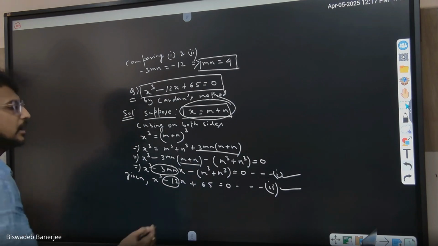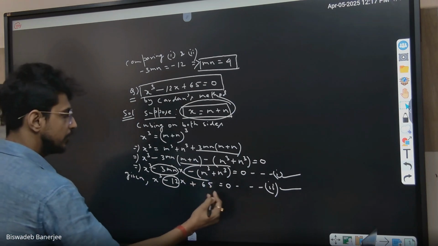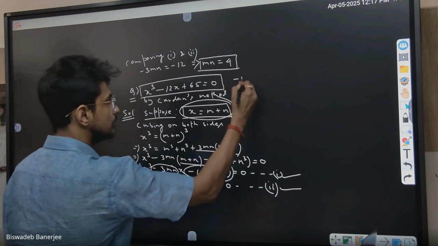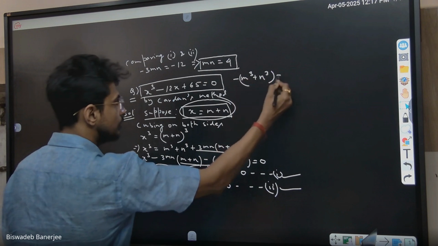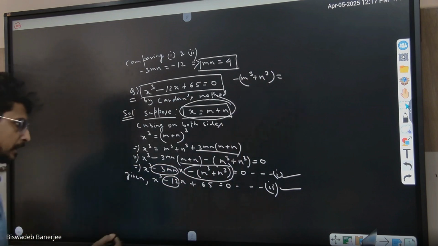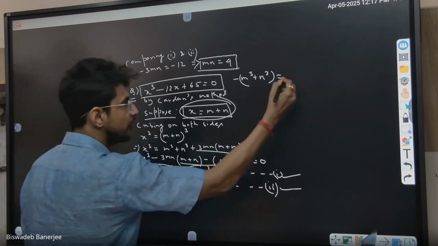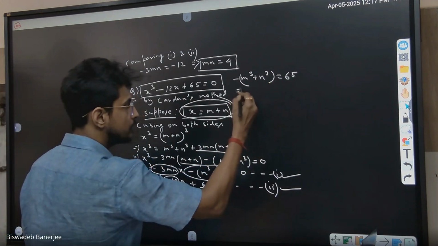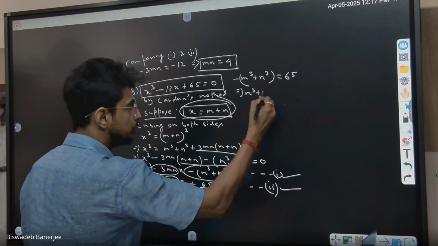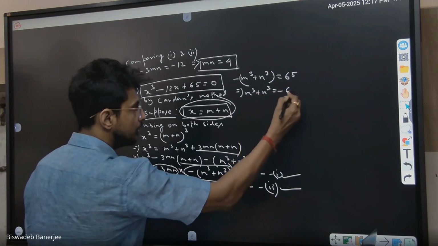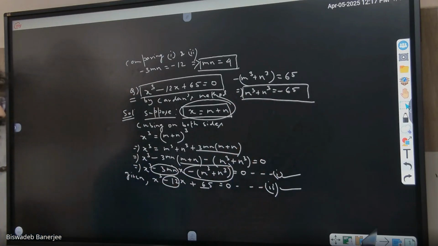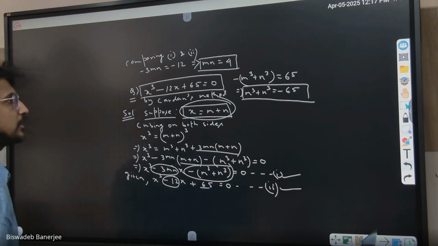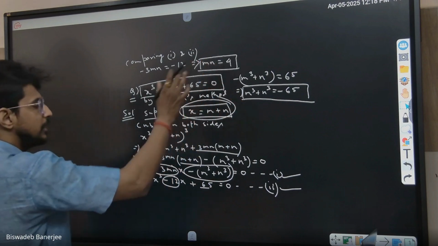Finally, see that here my constant term is this, and here also my constant term is 65. This gives you m cube plus n cube is equal to minus 65. So we are getting two equations: m cube plus n cube equal to minus 65 and mn equal to 4.